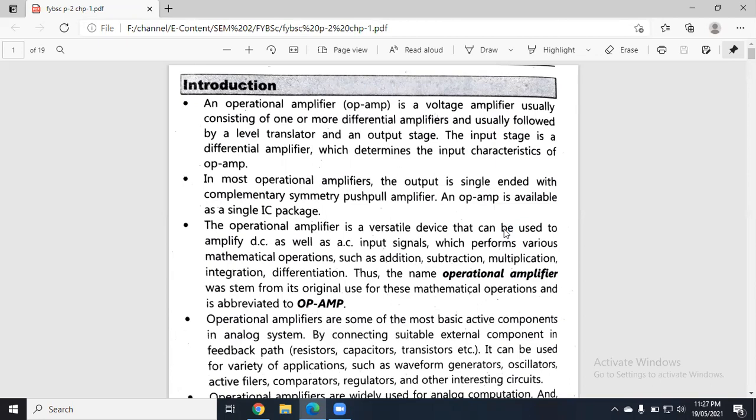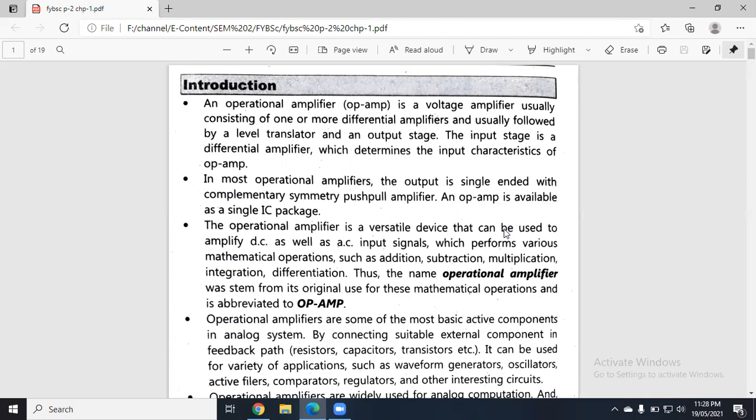The input stage is a differential amplifier which determines the input characteristics of the op-amp. At the input, it is going to have a differential amplifier, and that differential amplifier determines the input characteristics of the op-amp. In most operational amplifiers, the output is single-ended. So you are going to get only a single-ended output in most kinds of op-amp.